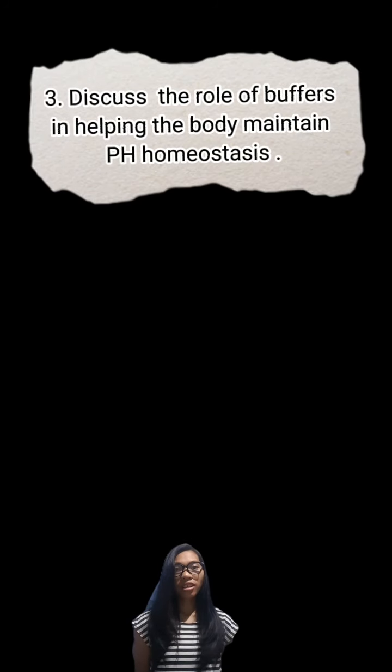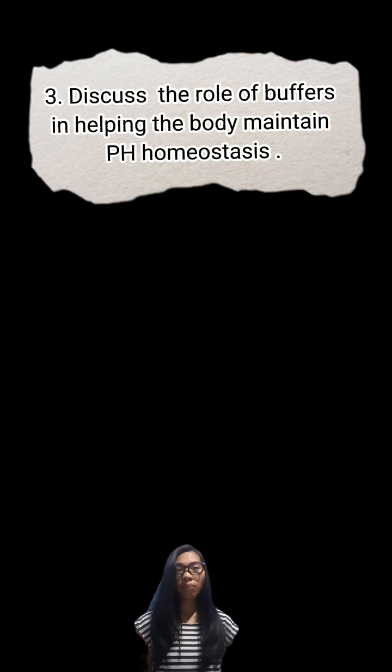The last question is: discuss the role of buffers in helping the body maintain pH homeostasis. Chemical buffers are elements that help maintain a near consistency of the pH of fluids by preventing an increase or decrease in the hydrogen ions. Bicarbonate buffers are imperative to maintaining homeostasis. Bicarbonate ions and carbonic acid are normally in chemical equilibrium in the extracellular fluid.